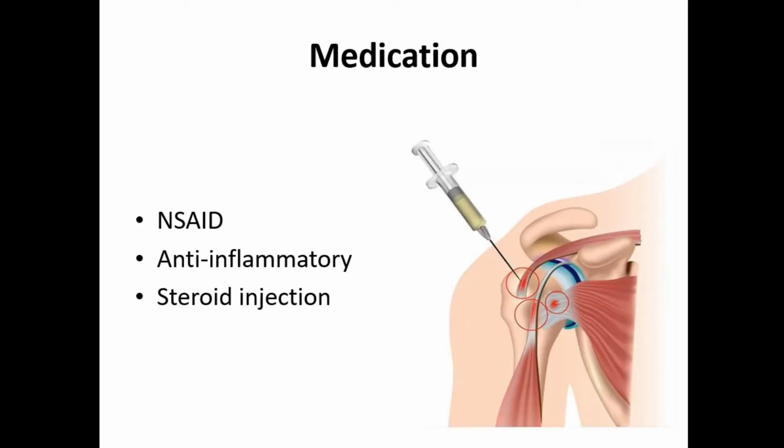Now, the treatment of frozen shoulder. In treatment, we have counseling, medication, physical therapy, and role of the patient, and last one is the surgery. Medication of frozen shoulder: NSAID, anti-inflammatory, and steroid injection. This is a medication for frozen shoulder.